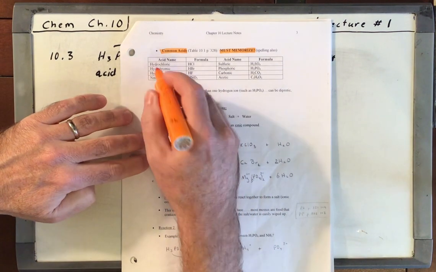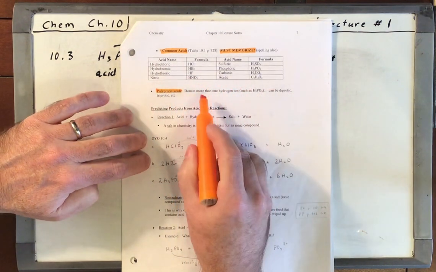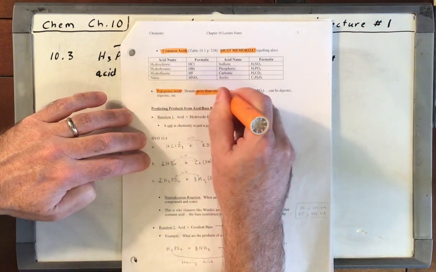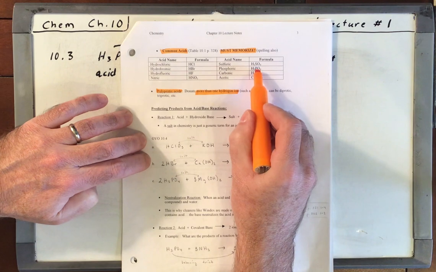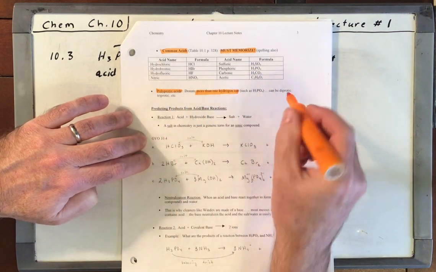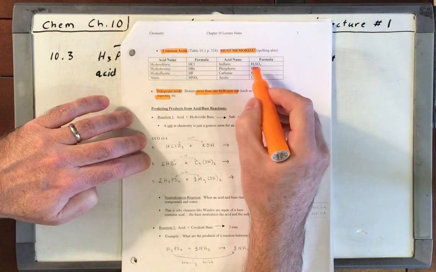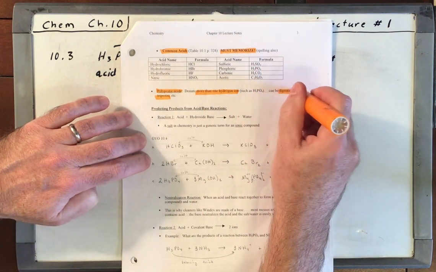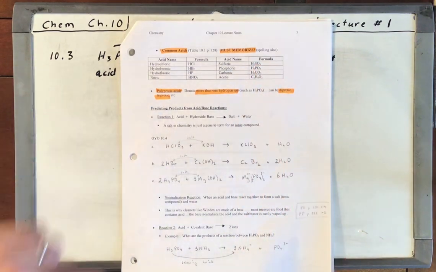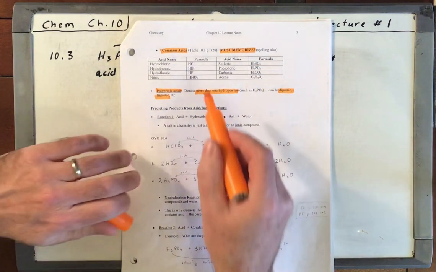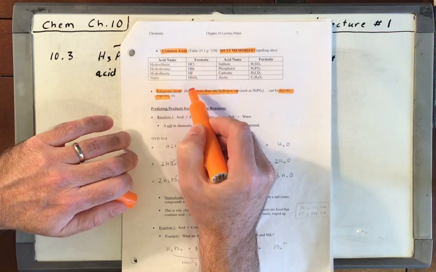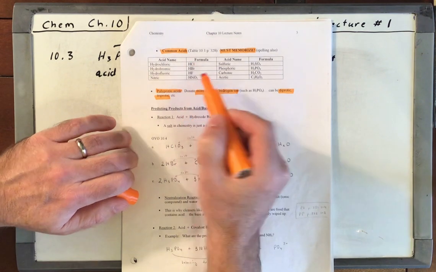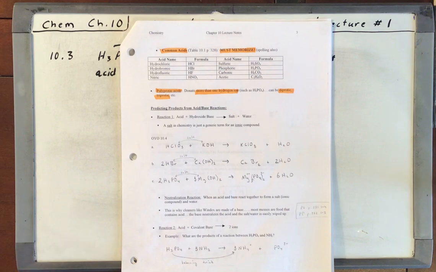A polyprotic acid donates more than 1 hydrogen ion. So H3PO4, for example, phosphoric acid, wants to donate all 3 of those. So it's polyprotic. In fact, we would call it triprotic because it wants to give away 3. Sulfuric is a diprotic acid because it wants to give away 2 hydrogens. All right, but these acids on the left, HCl, HBr, HF, HNO3, they only have one hydrogen, so they are not going to be diprotic or triprotic. They wouldn't be a polyprotic acid.